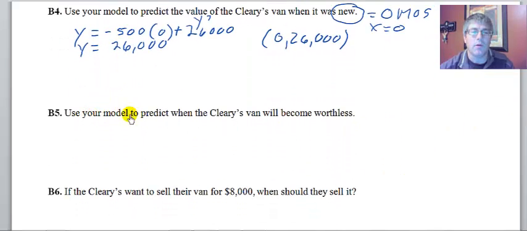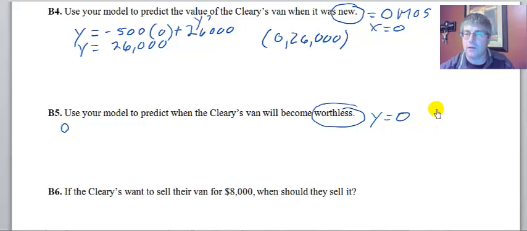Continuing on, we want to use the model to predict when the Cleary's van will become worthless. Well, when our van is worthless, the value is 0. So now we're setting y equal to 0. So that's going to be the ordered pair something, 0. And that is our x-intercept.